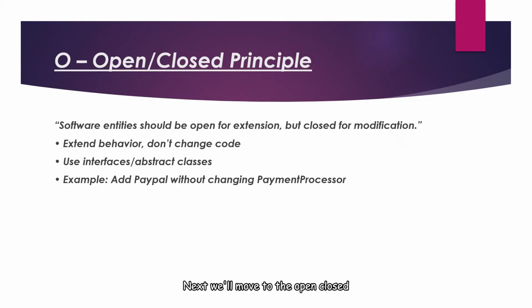Next, we move to the open-closed principle. This one says that software entities, that is classes, modules, and functions, should be open for extension but closed for modification. That means we should be able to add new features without rewriting existing code. Imagine a payment processor class that supports credit card payments. Now we want to support UPI or PayPal.